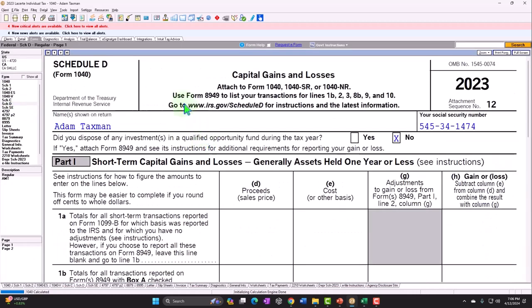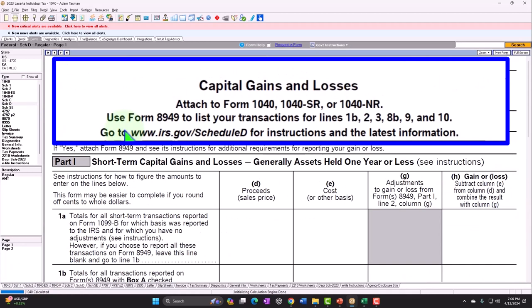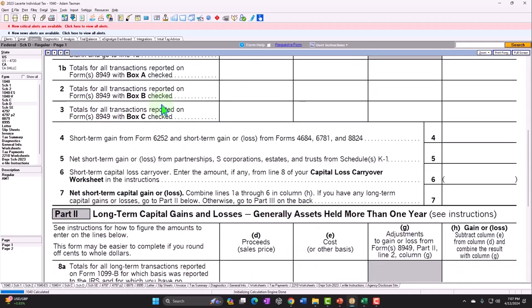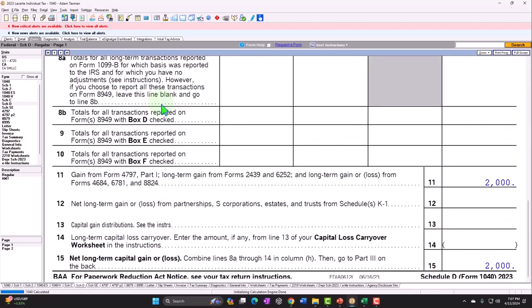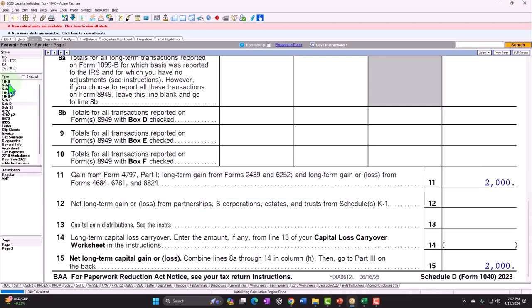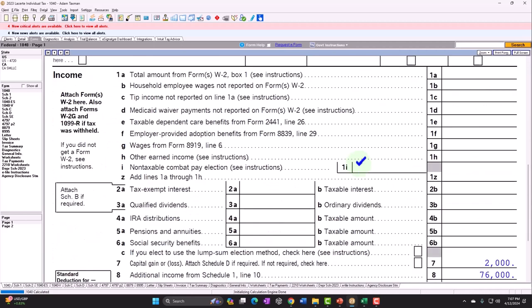Now the Schedule D for most individual income tax preparers is associated with the sale of stocks and bonds oftentimes, where you have these capital gains and loss rules, where if you have a gain, it might have a more favorable tax. So here's the gain that's being pulled in from form 4797, and that's pulling into the first page of the form 1040.